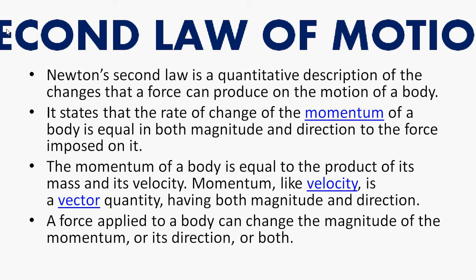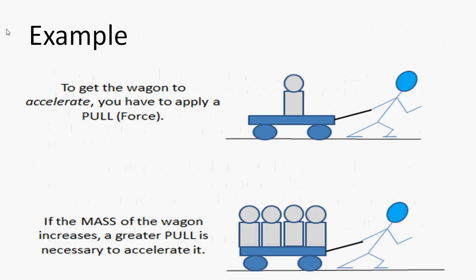It means that if we are applying more force, more will be the change in momentum. The momentum of a body is equal to the product of its mass and its velocity. Momentum, like velocity, is a vector quantity having both magnitude and direction. A force applied to a body can change the magnitude of the momentum or its direction or both. So let's see its example.